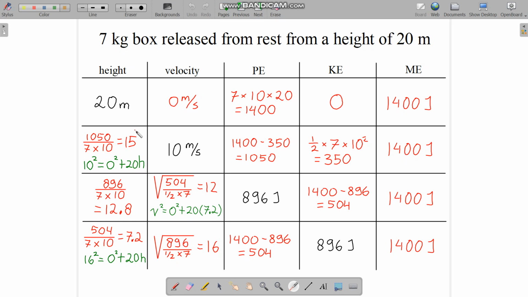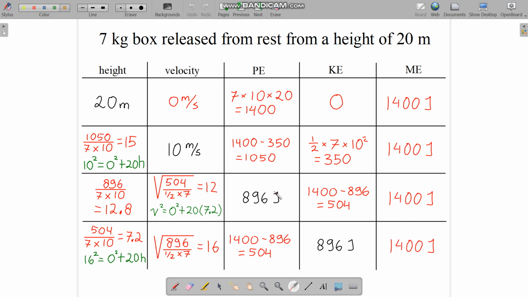We know the initial velocity is 0. This is v squared equals u squared plus 2as. The v is 10, the u is 0, the a is 10. We can find the h using suvat, also 15.